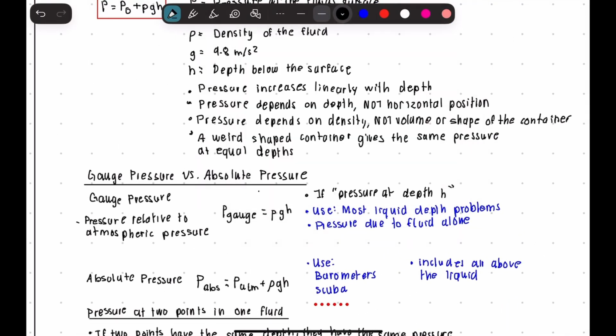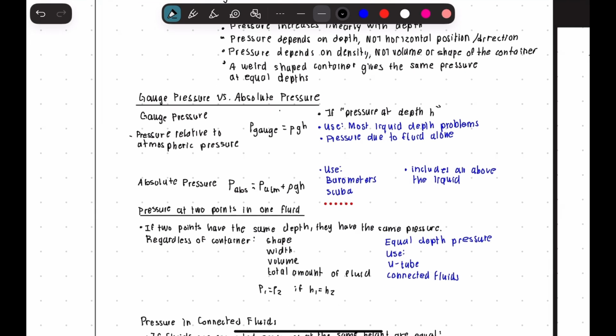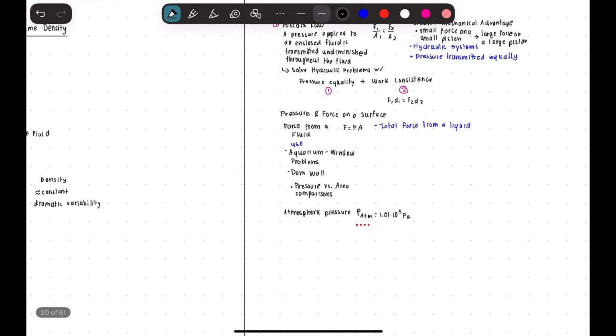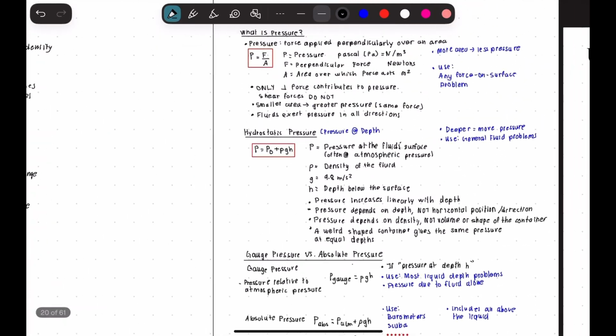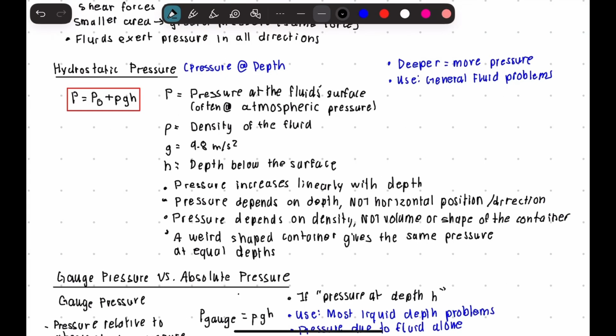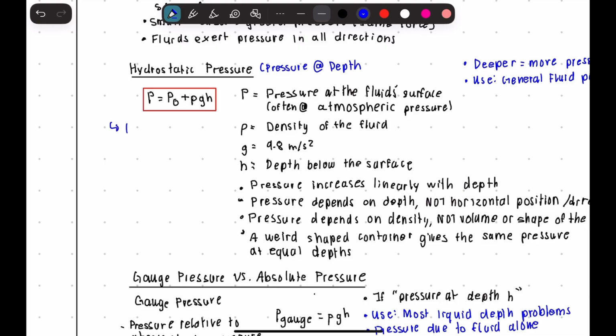Let's see here. Pressure at depth. Some more characteristics is that it pushes sideways, upward, and downward.